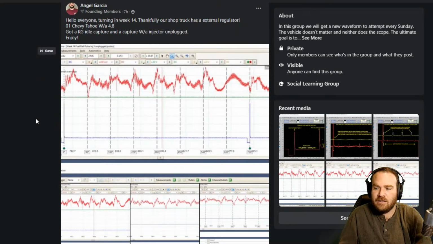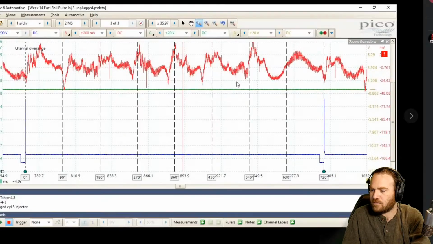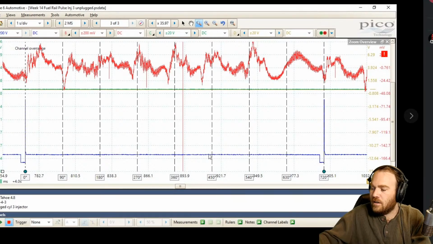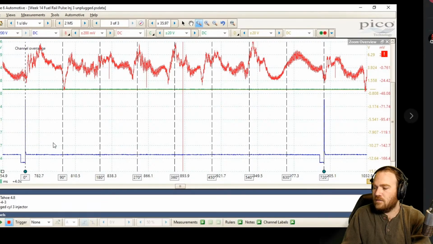Angel Garcia turned one in. 2001 Chevy Tahoe with a 4.8 known good idle capture, and then he got a capture with an injector unplugged. So here we can see a waveform, the pulse sensor. Now we see it's kind of an irregular waveform, but we do have some consistencies, and he went ahead and put some rulers on here. I can count them here, 1, 2, 3, 4, 5, 6, 7, 8. He has them lined up on the injector pulses.